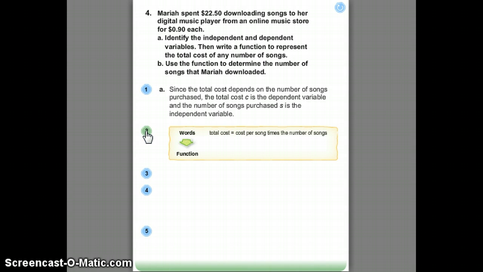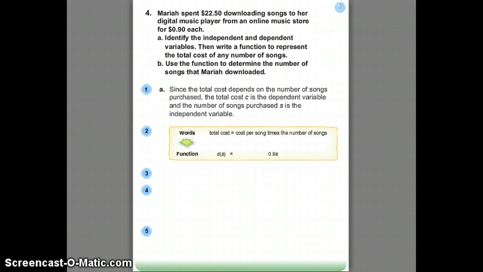Just a side note, let's translate these words into a function. The total cost, so the cost of S, equals the cost per song times the number of songs that are purchased. So we've got this 9/10 S, and I'm sorry for that being so small. There's a new program I'm using, and I apologize for that. But so C of S equals 9/10 S.